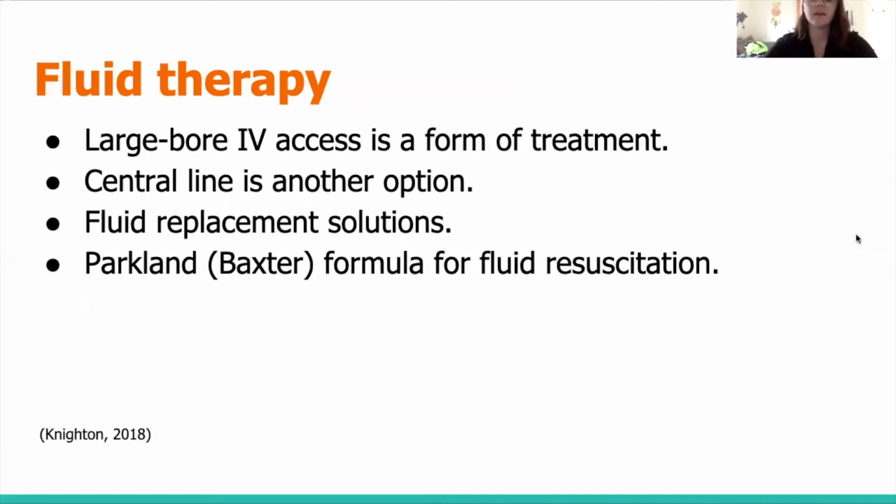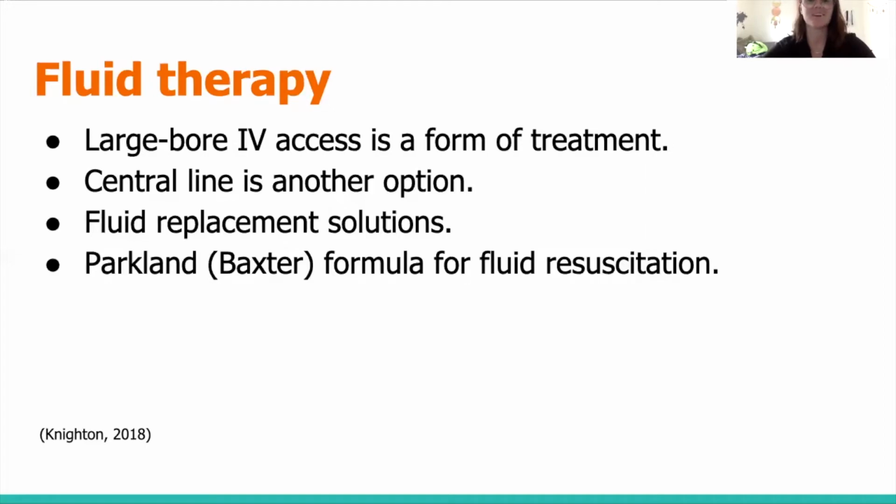Fluid therapy is another form of treatment that is available for the patient. Fluid therapy is normally done with a large bore IV access. They use 2 of these in patients with 15% TBSA, which is the total body surface area that is burned. And the large bore IV access is done to administer fluids, and they can also administer medications through there. If the patient has 30% TBSA burns, a central line is needed.